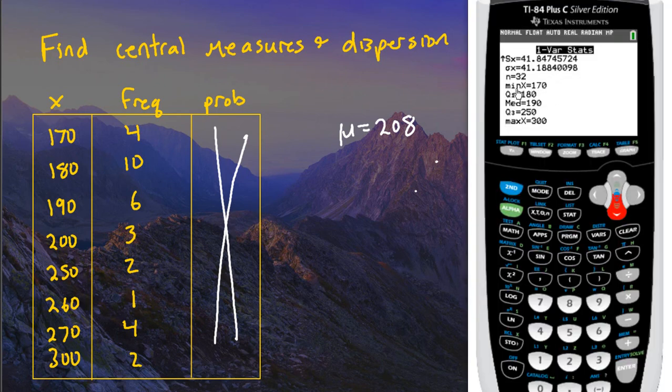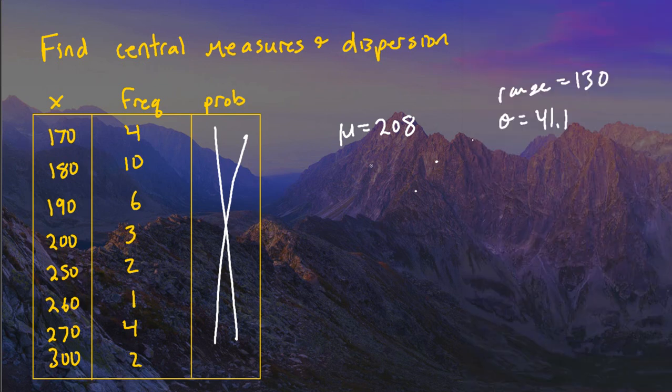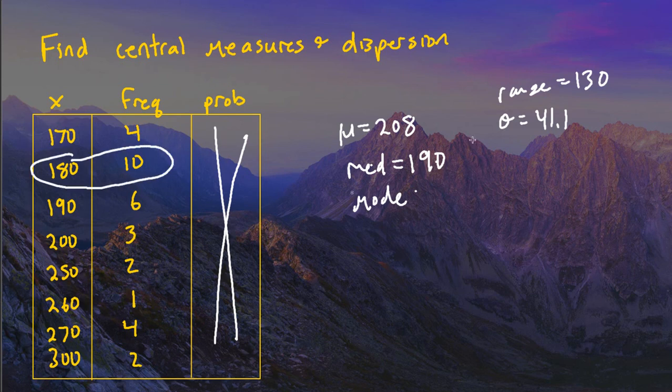And again, I could take this min x, this Q1, this median, this Q3, this max x, and use that information to make a box and whisker plot. Our median was 190. Now, to get the mode, I take a look at my data, and 180 happens 10 times, so my mode is 180. Now, if I wanted my variance, I take my standard deviation and I square it.